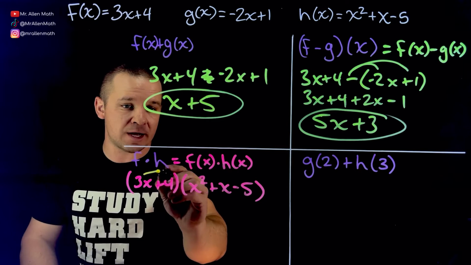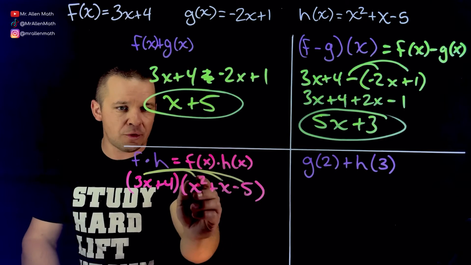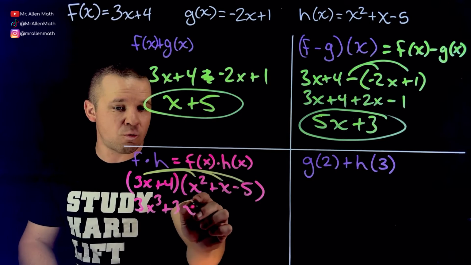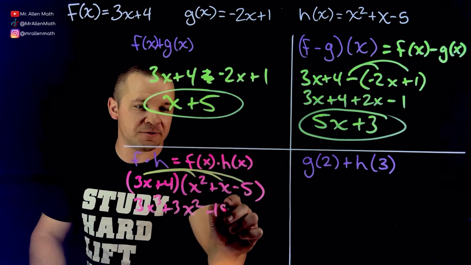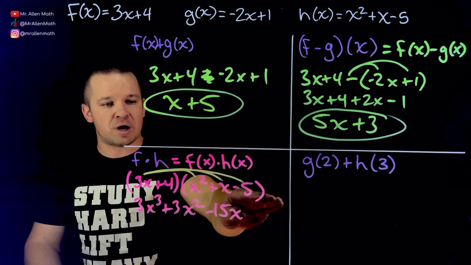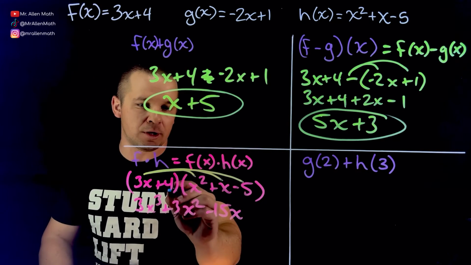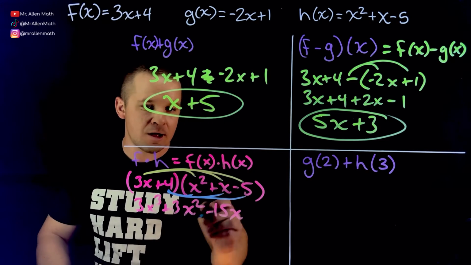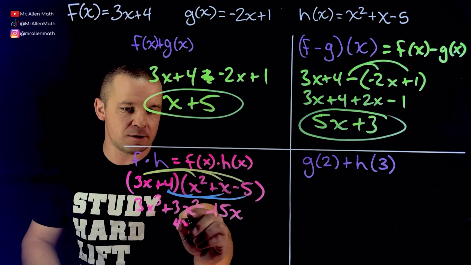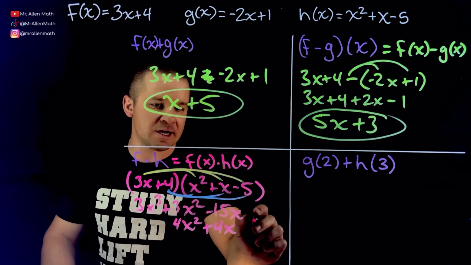So first I'm going to do 3x times all of these. Boom, boom, and boom. We will have 3x cubed. And then we have 3x times x is 3x squared. And then 3x times negative 5 is negative 15x. Now what I like to do here, especially when you're dealing with a binomial like this one and a trinomial like that, and all the degrees work their way down, when I distribute the next one, I write it below. I'll show you in just a sec here. I write it below the like terms. So when I do 4 times x squared, I'll just put 4x squared right here. And then 4 times x is plus 4x. And then 4 times negative 5 is negative 20.